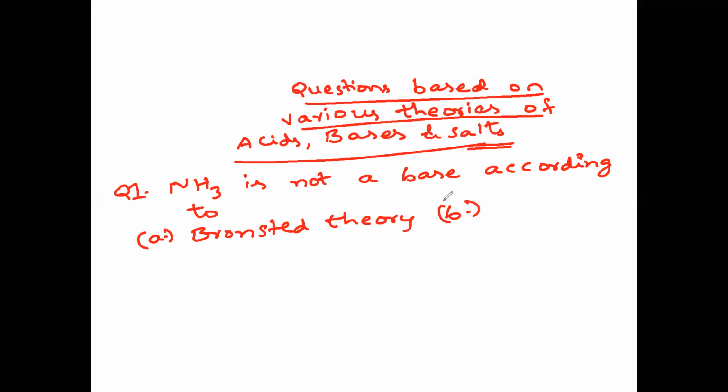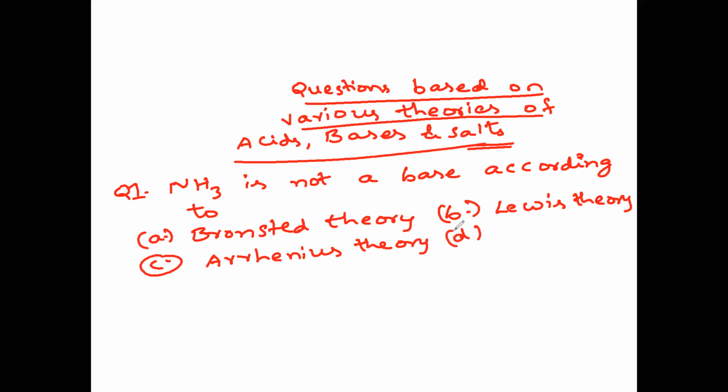Option B, it is Lewis theory. Option C, it is Arrhenius concept, Arrhenius theory. And option D, it is Lowry theory. Simple, they have given options. Both Bronsted and Lowry are the same only.